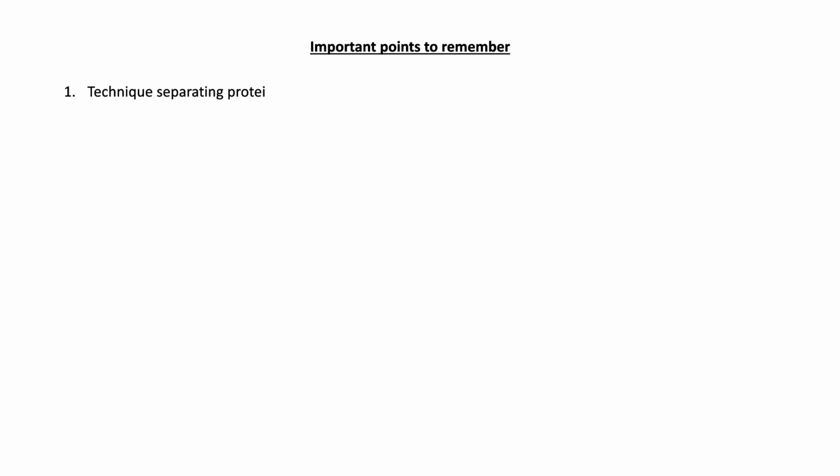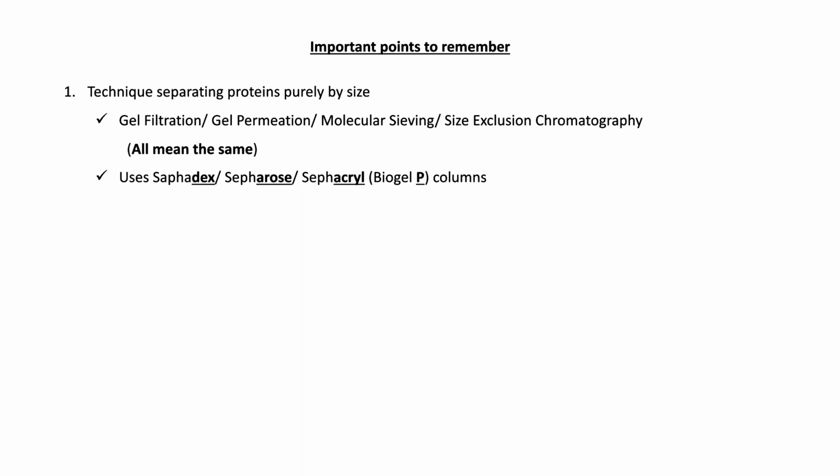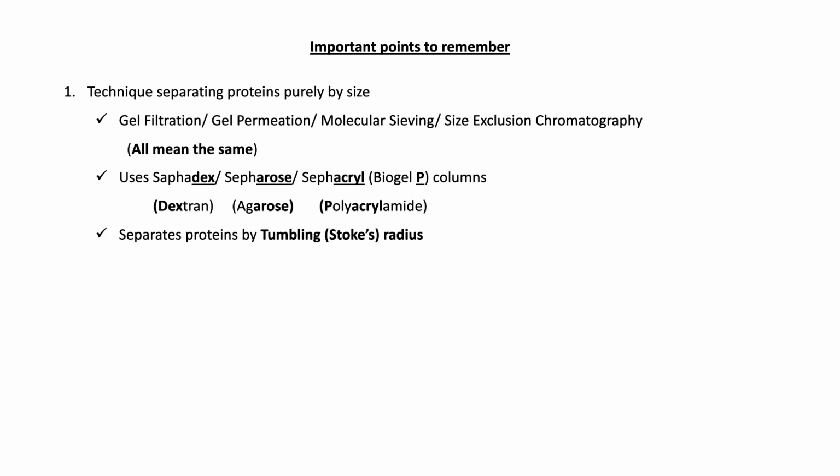Some more points to remember. The technique separating proteins purely by size: gel filtration, gel permeation, molecular sieving or size exclusion chromatography. To be more specific, these all mean the same. All are the names given to the same technique, and it uses Sephadex, Sepharose or Sephacryl or Biogel P columns, dextran, agarose or polyacrylamide, and it separates the proteins by tumbling radius, Stokes radius. These are the points about size exclusion chromatography, and the proteins larger than pore size are eluted earlier and smaller ones are eluted later.